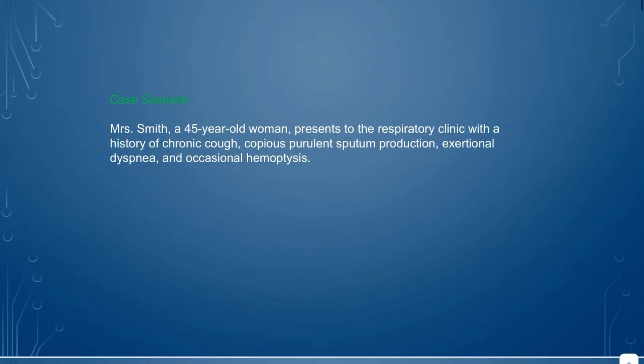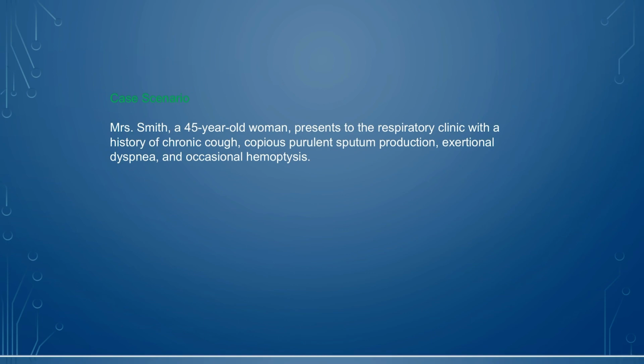This is a case scenario. Mrs. Smith, a 45-year-old woman, presents to respiratory clinic with a history of chronic cough, copious purulent sputum production, exertional dyspnea, and occasional hemoptysis. So she has a chronic cough and purulent sputum, so it can be either chronic bronchitis or bronchiectasis.